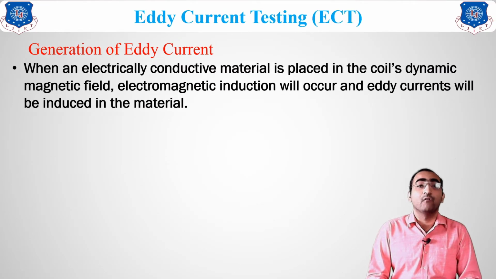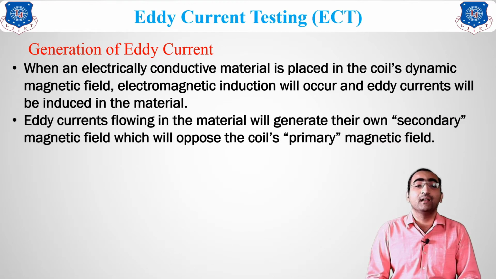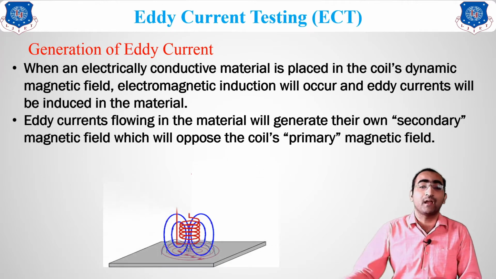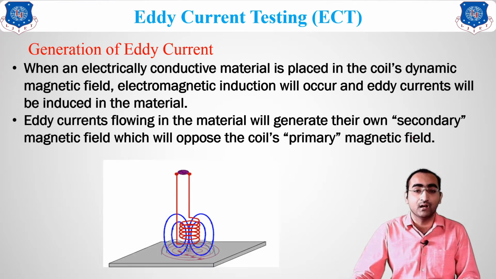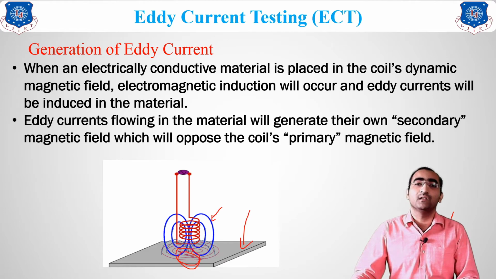Okay. So now when an electrically conductive material is placed in the coil's dynamic magnetic field, electromagnetic induction occurs, and there is a secondary magnetic field which opposes the primary. You can see over here this is the second conductor, the second material. This second material will come in between the blue magnetic field, and what will happen, you can see in red the current will be generated. Why?